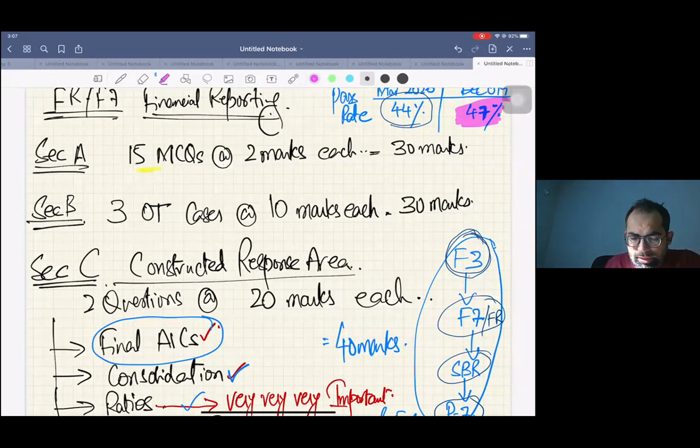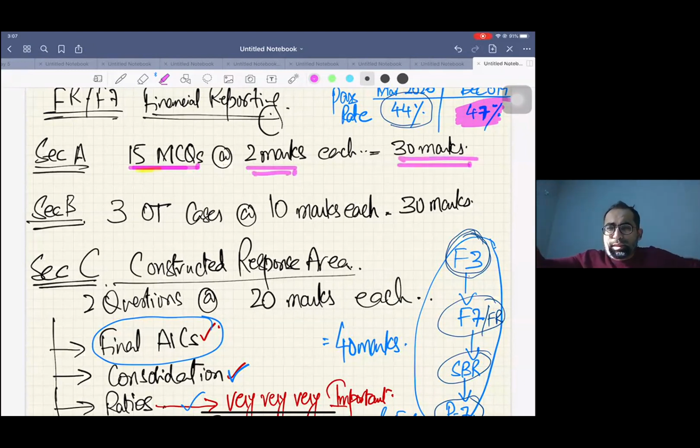The paper format is section A, total 100 marks, and there are 3 sections. In section A, there will be 15 MCQs, 2 marks each, and this is total 30 marks. Now the question is, sir, from where will we get this area? It's a mix area. The examiner may give questions from anywhere: consolidation, IAS, ratios, any area they can give. No fixed area, no guarantee for this, right?